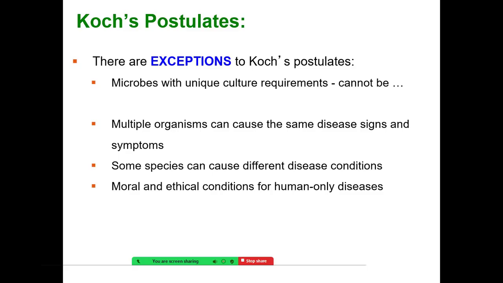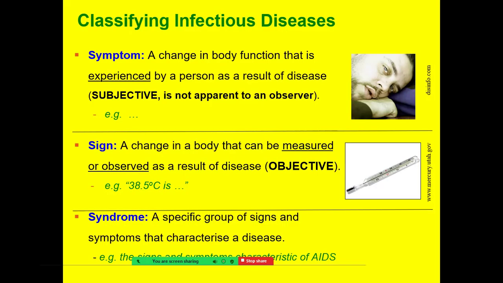And then there are moral and ethical conditions for human-only diseases. Nobody has ever experimentally injected HIV into a patient and then later looked to see if they came down with AIDS, because AIDS is such a devastating disease. Morally and ethically, you can't study it, at least in humans. And so there are some exceptions to Koch's postulates, and usually what we do is use vast epidemiological studies to study the disease and what causes the disease.